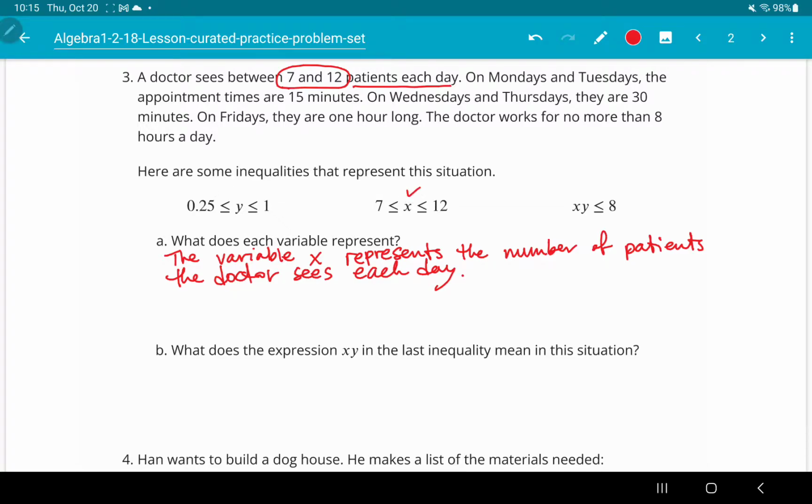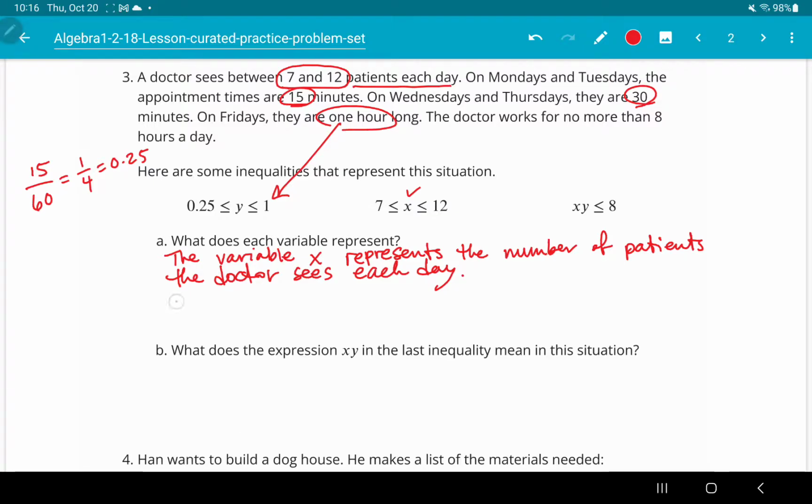So now if we look at the other numbers, I've got a 15, I've got a 30, and I've got a 1. Oh, so I've got a 1 there, and I've got a 1 there. Okay, there might be a connection there. So I think the 1 means 1 hour, and 0.25 means 0.25 of an hour. So that would be 15 minutes, right? Because 15 minutes divided by 60 is 1/4, which is the same thing as 0.25. So y must be the amount of time in minutes, or actually this would be in hours of the appointment.